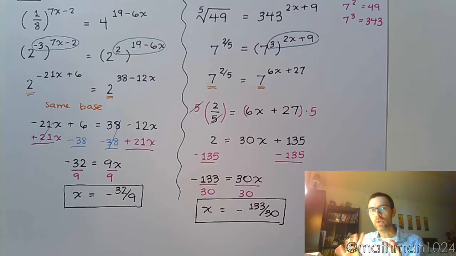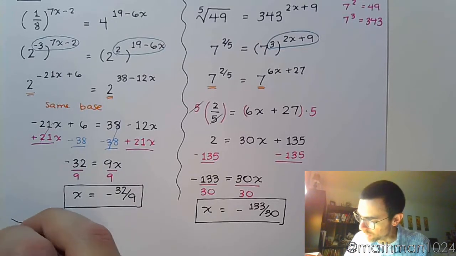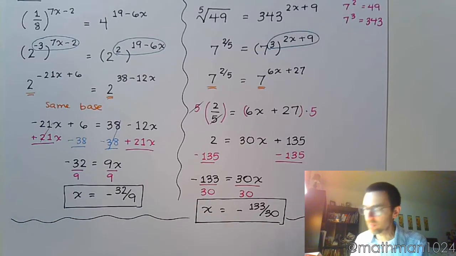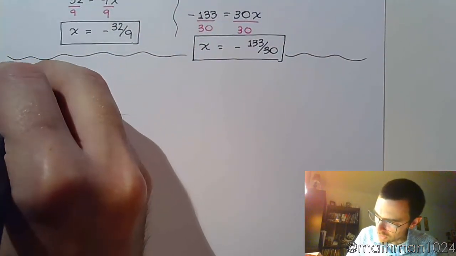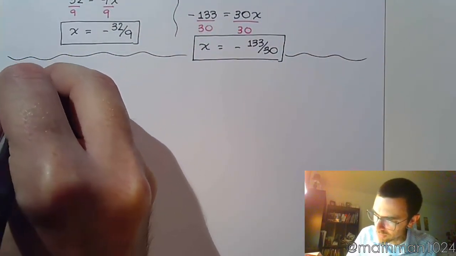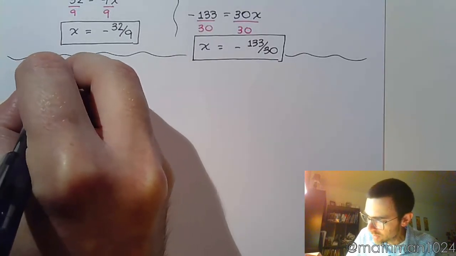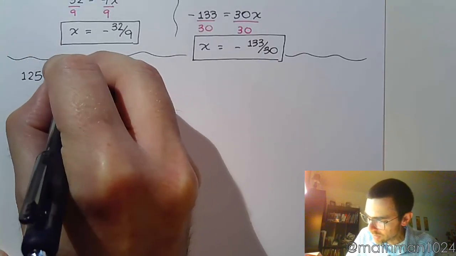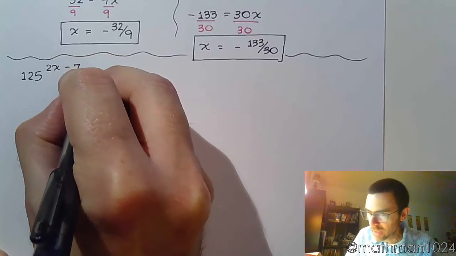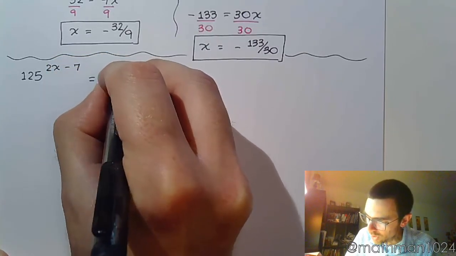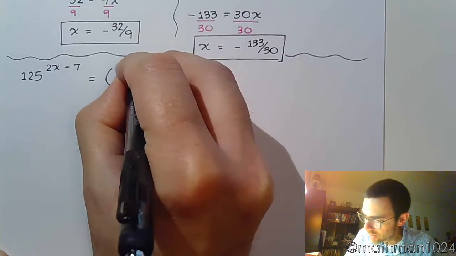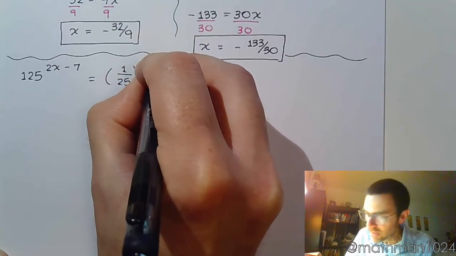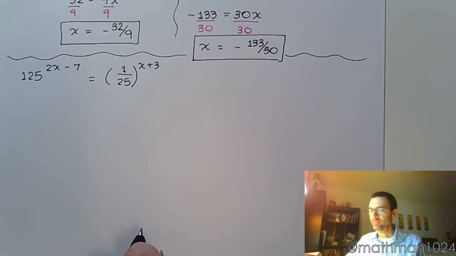So let's do a couple more. We've got plenty of room here on the paper for that. So let's see what else we have. All right, so here we have 125 raised to the 2x minus 7 is equal to 1 over 25 raised to the x plus 3.